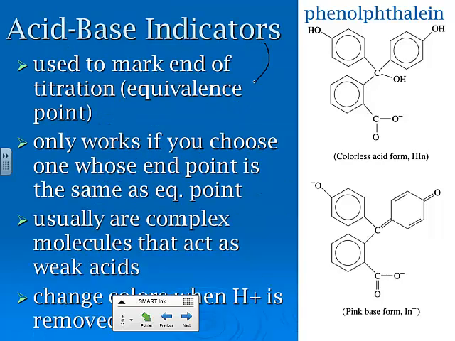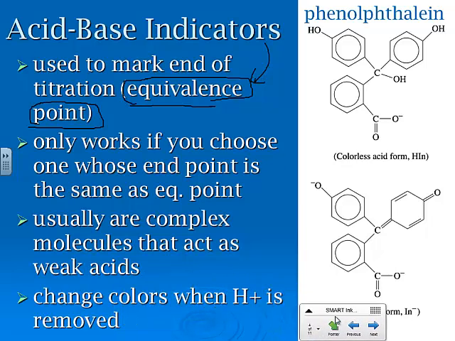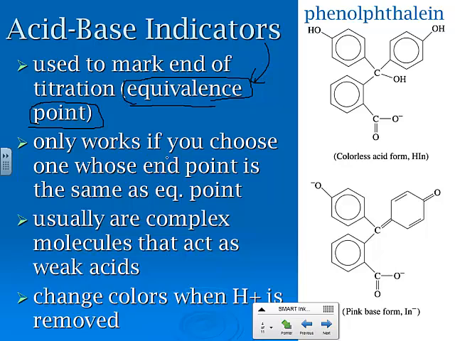And like we said, acid-base indicators are used to mark the equivalence point, or the end of a titration, when you have completely reacted everything with something else. It only works if you choose an indicator whose endpoint is the same. Now, we're not going to get into choosing them this year. They're typically complex molecules that are weak acids, but in essence they change colors when the hydrogen ion is removed or reacted from something else, because most of the time with acids and bases we're dealing with the hydrogen ion reacting with hydroxide, if we're talking about Arrhenius.